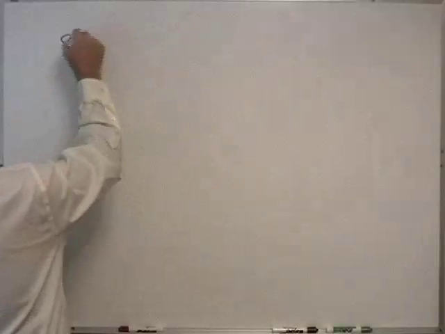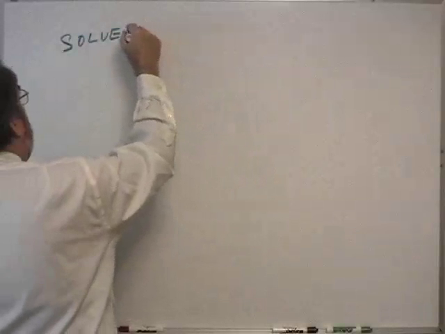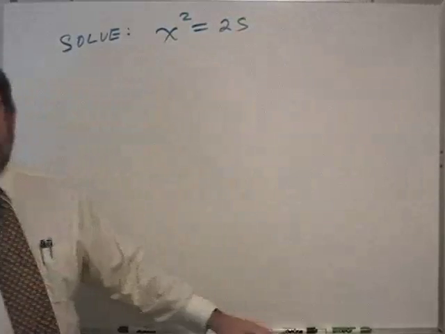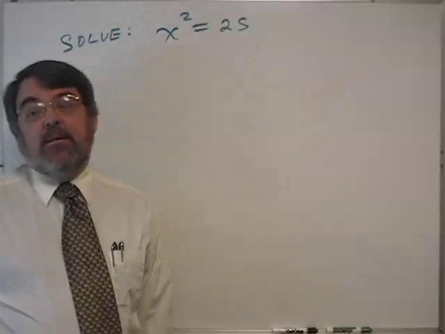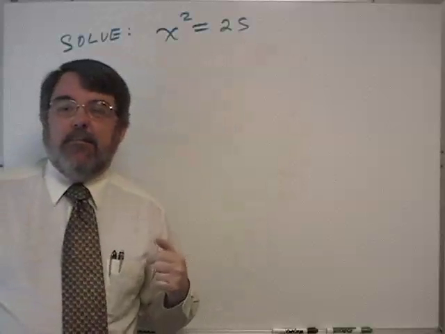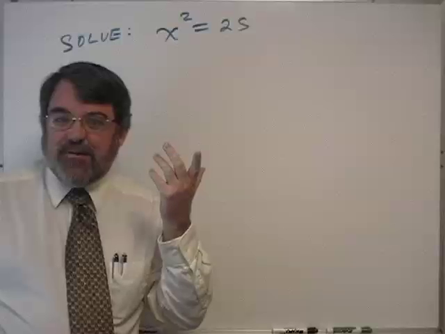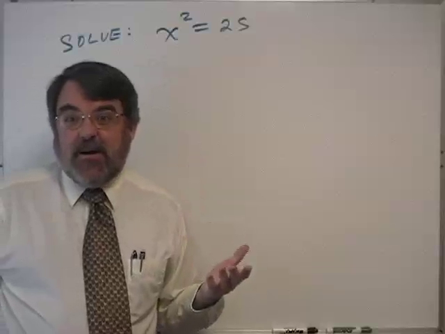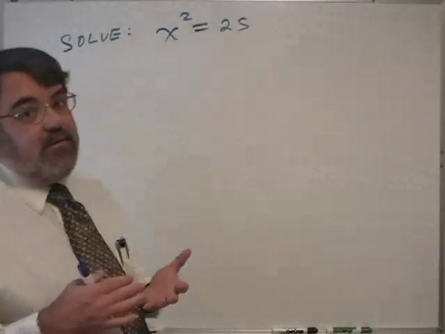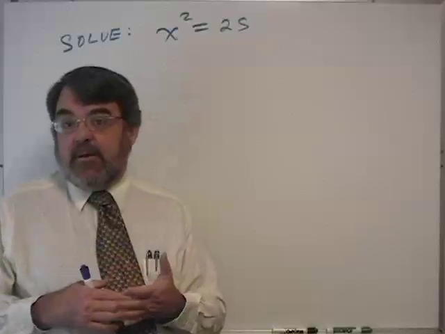I'd like to introduce an important technique as part of solving quadratic equations, and let's look at this problem. I'm going to solve x squared equals 25. Now you can just look at that problem and I'm sure you can immediately see that the answer is x equals 5 because 5 squared is 25. But there's another answer, isn't there? Negative 5, when you square that number, also gives you positive 25. So there really are two answers here, 5 and negative 5.